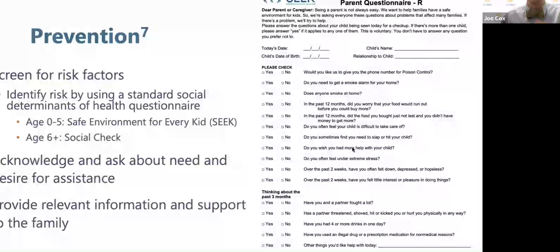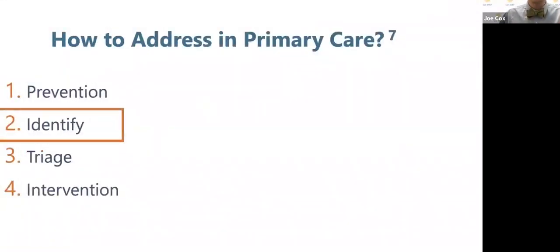This one page, there's an example here. It asks about those risk factors for trauma, including parent substance use, unstable housing and financial insecurity and things like that. So it asks about the risk factors and then gives you the opportunity to acknowledge, ask about need and desire for assistance, and then provide relevant information and support in those instances. And for little kids, it also asks about some traumatic experiences as well. So it's kind of a screen for the events, but also for the risk factors. And of course, we know that younger kids are also more likely to experience traumatic events. So it's especially important to screen for risk factors early, intervene early, and hopefully help prevent these things from happening.